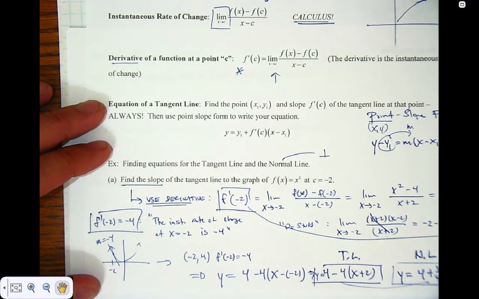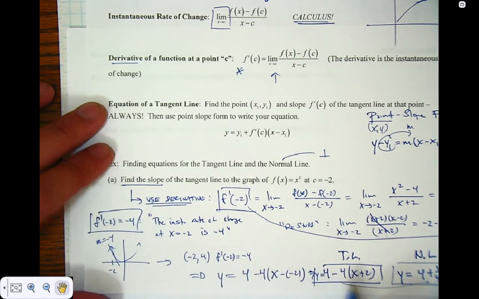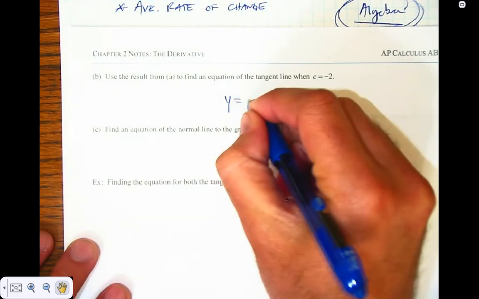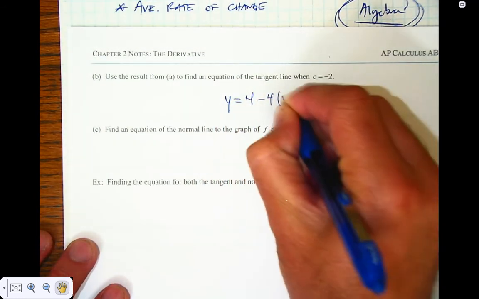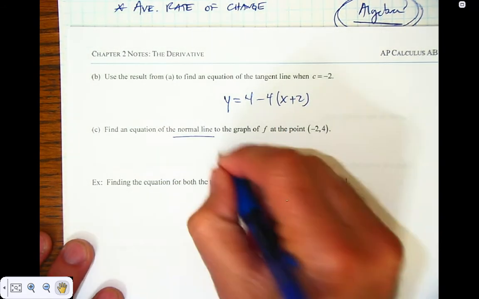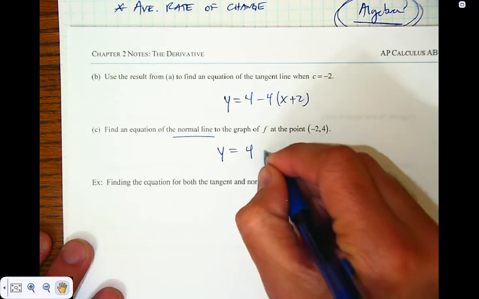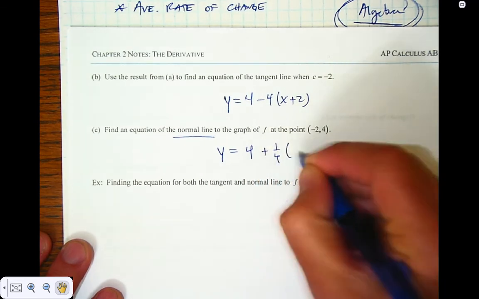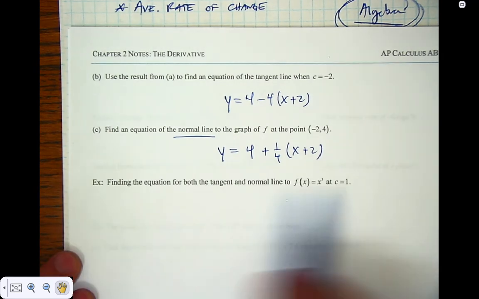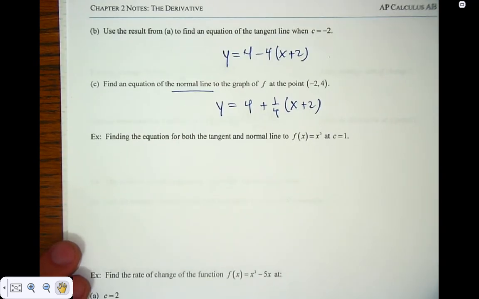Okay, part B was find the equation of a tangent line, which we said was y equals 4 minus 4 times x plus 2. And then normal line, right, was the perpendicular. So we said that's y equals 4 plus 1/4, opposite reciprocal, times x plus 2. Okay, and now let's do it again. So we get to start all over. And we're going to do this whole process again. Here it should go a little bit faster.